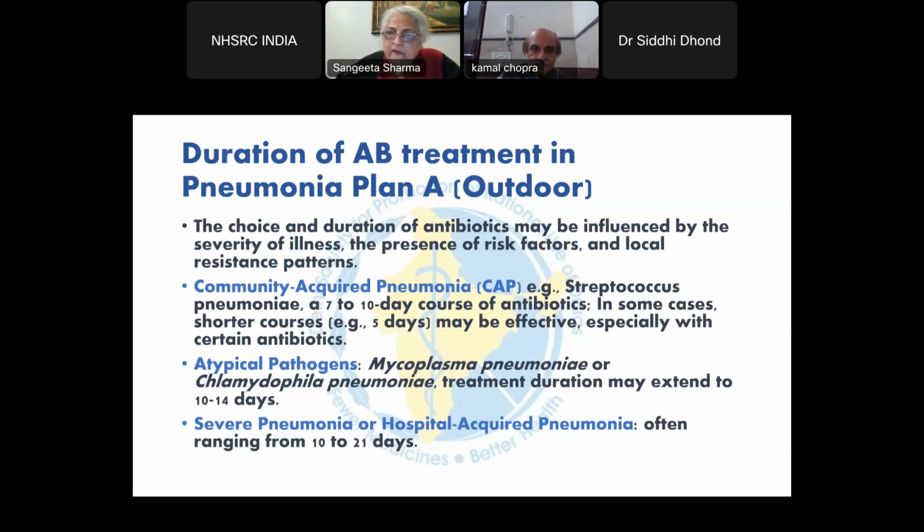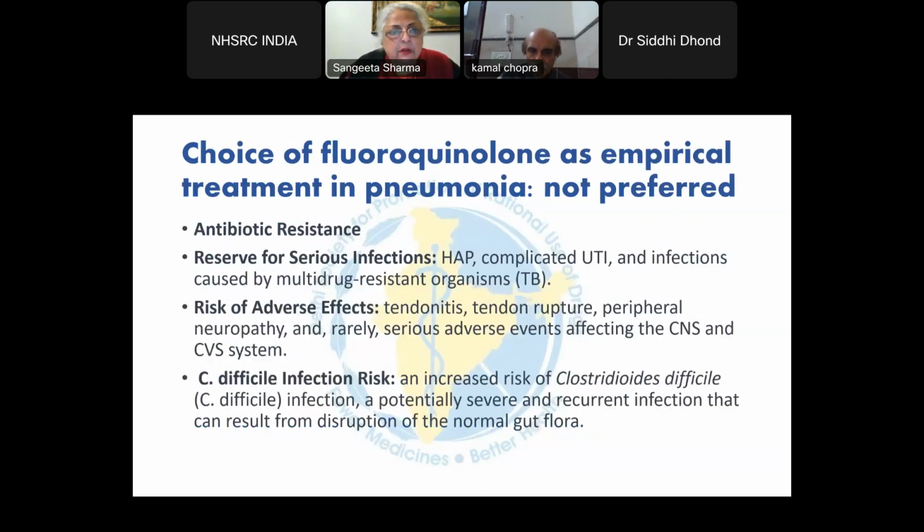So there is enough evidence now. Five days of treatment with first-line antibiotics for outdoor treatment is good enough. All you need to do is reassess at the 5th day, at the end of the treatment, that the patient's symptoms have resolved. But otherwise, if you are suspecting streptococcal, 7 to 10 days; atypical, maybe a longer duration of treatment; and of course severe pneumonia and acquired pneumonia, depending on the situation, 10 to 21 days has been advocated.